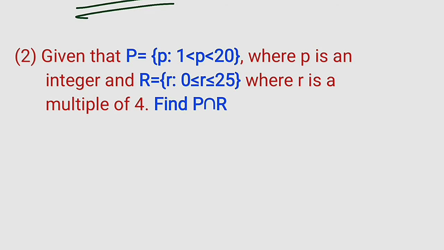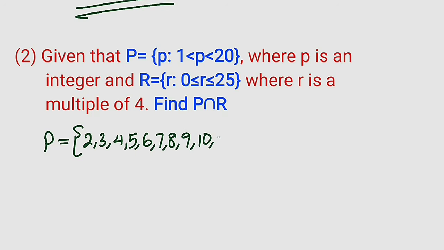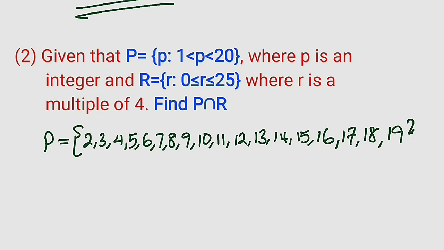So first of all, we need to list down the elements in P and R. So for P, since they are integers, P greater than 1, meaning we're going to start with 2, and P less than 20, we are going to stop at 19. So we have 2, 3, 4, 5, 6, 7, 8, 9, 10, 11, 12, 13, 14, 15, 16, 17, 18, and finally we have 19.